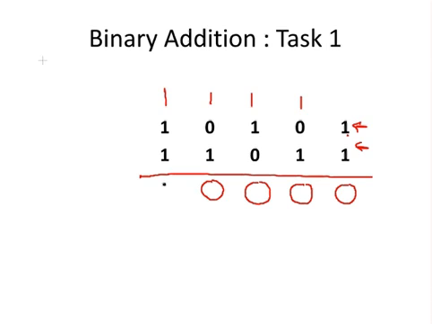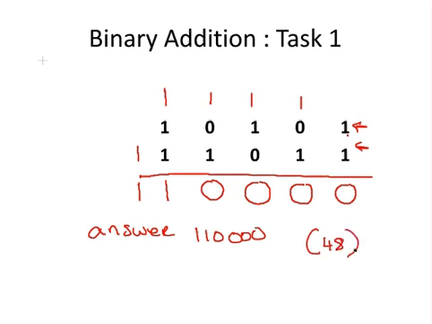So we have 1 plus 1 plus 1, which is 1, 1. So we're going to leave the 1 and carry the 1 to the next column. So we just have 1 here on its own in the last column. So that's our answer there. The answer is 110000, and in decimal form that's 48.